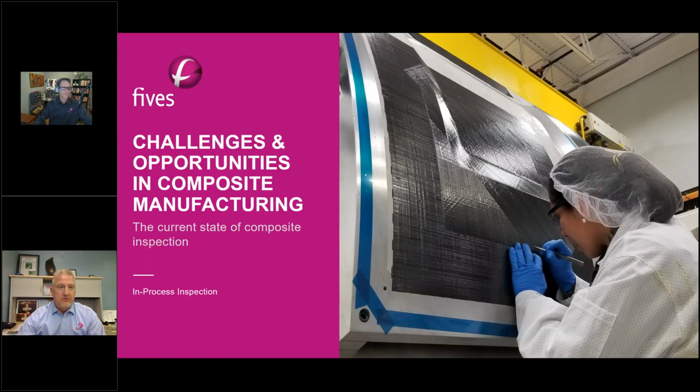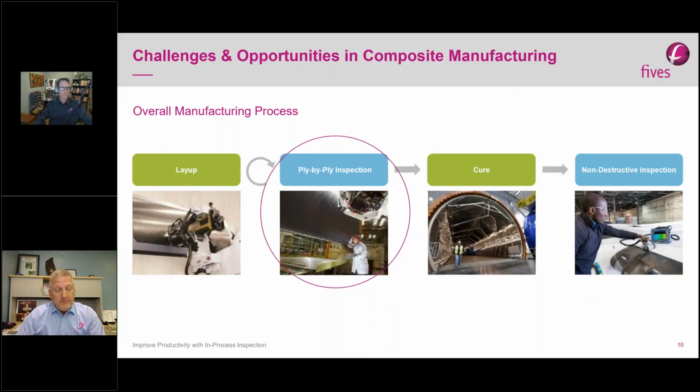So let's get into the presentation. Really, it's the challenges and opportunities for composite manufacturing when it comes to inspection. The high level overall manufacturing process for composite parts is that you have a layup, and different from metal cutting, you have to inspect every ply. You put a layer down, in a lot of cases the thickness of the piece of paper that you're writing on now, and then you have to go back and lay the next layer and then inspect, and repeat and repeat and repeat, and then move on to cure, and ultimately, once the part's cured, to non-destructive testing and then to assembly. So today we're only going to focus on the ply by ply inspection portion.